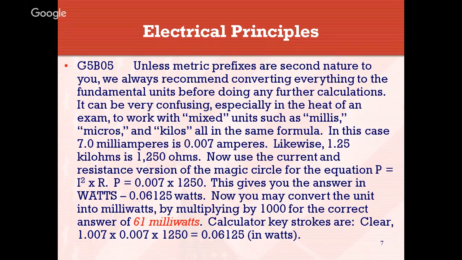Again, the fundamental units make it a little bit easier in figuring these out. Once you understand the relationship between the fundamental units and subunits, milliamperes to amperes, kiloohms to ohms, once you understand that, it becomes very easy to multiply and divide and do all the calculations necessary to come up with the answer.